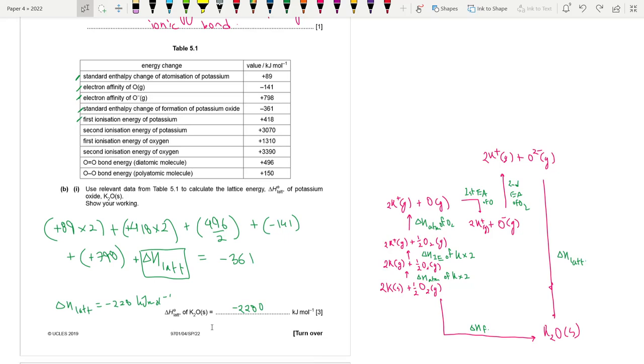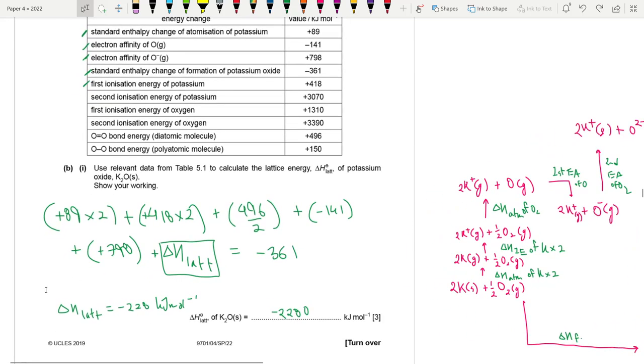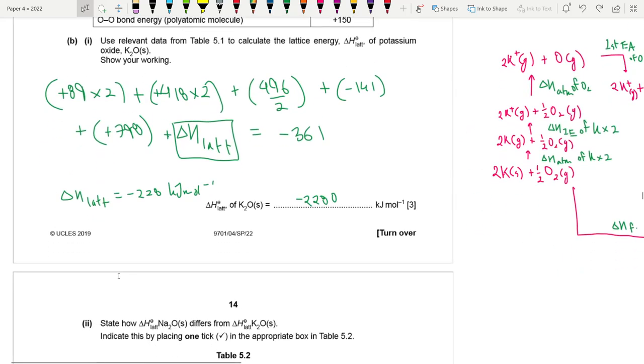The second ionization energy was given just to trick you, you don't need to use that. Then atomization of oxygen, which is 496 divided by 2, half the bond energy of oxygen, O double bond, followed by the first electron affinity of oxygen, which is minus 141 plus 798, followed by lattice enthalpy, which is unknown, is equal to the standard enthalpy of formation of potassium oxide, which is minus 361. If you solve this, you're going to get minus 2280. I missed a 0 here.